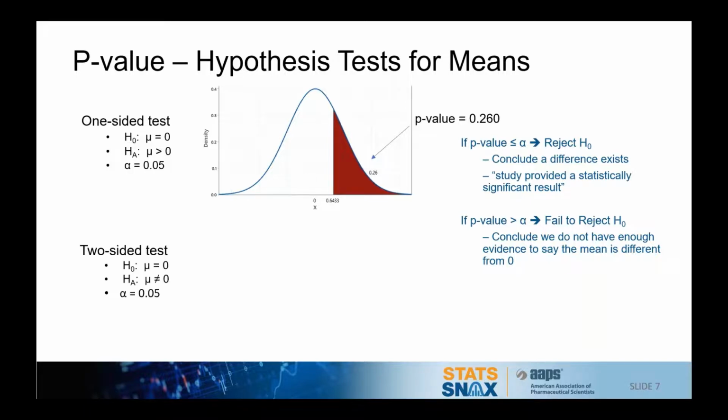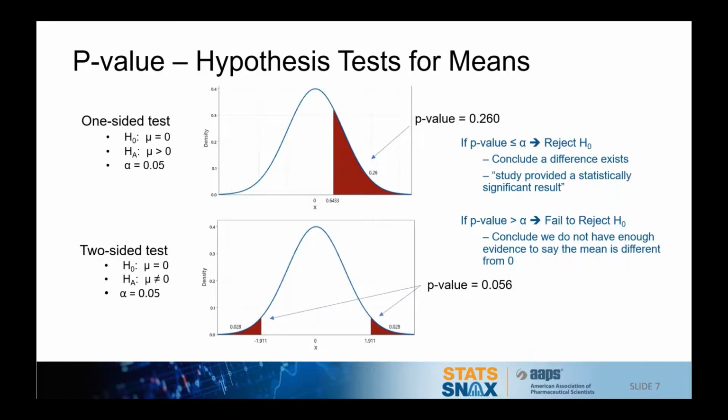Example 2 is a two-sided test where the null hypothesis is still that the mean equals 0, but the alternative hypothesis is that the mean is not equal to 0. As before, alpha is selected to be 0.05. After the sample data are collected, software is used to calculate the test statistic and the p-value. The p-value was calculated to be 0.056, and this is represented by the red shaded areas under this curve.